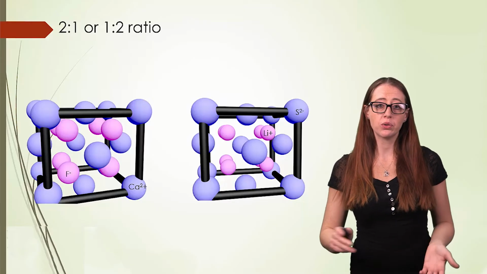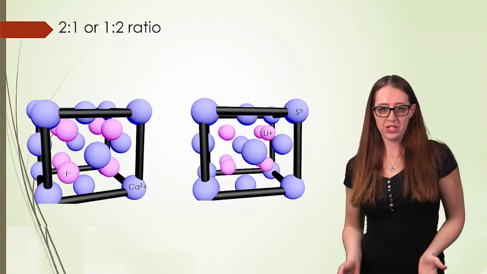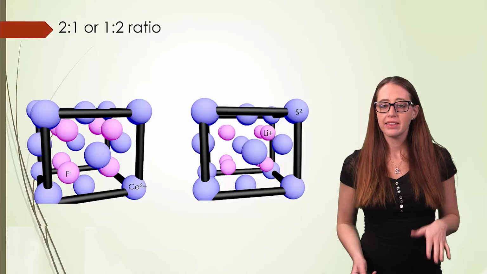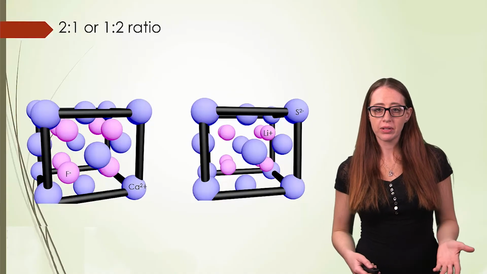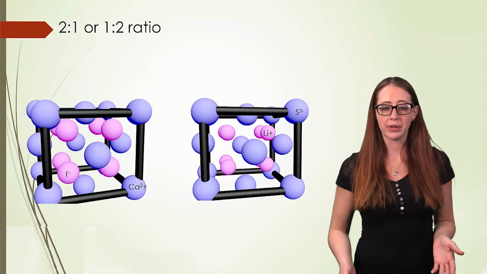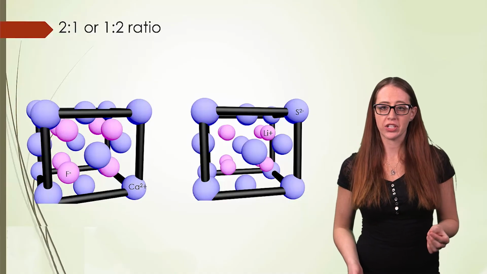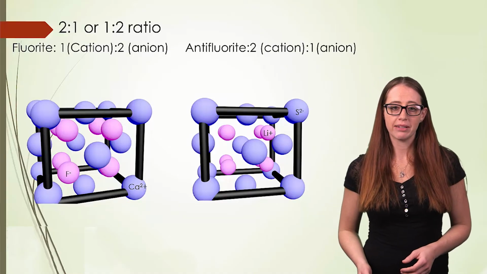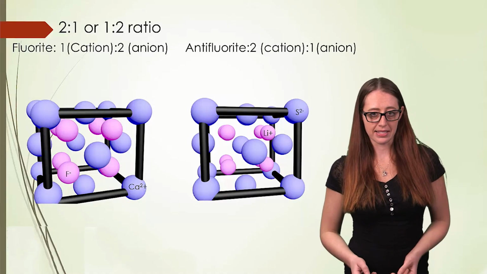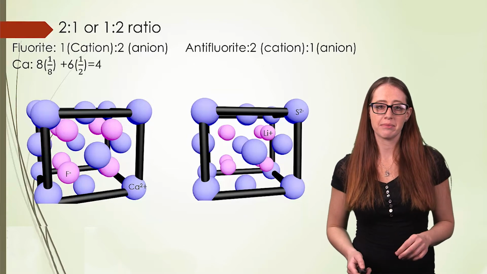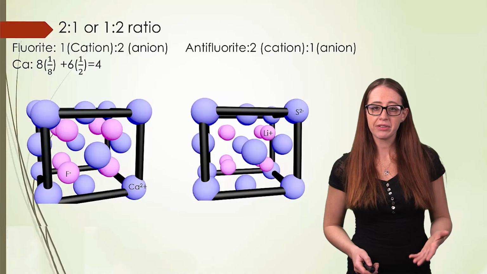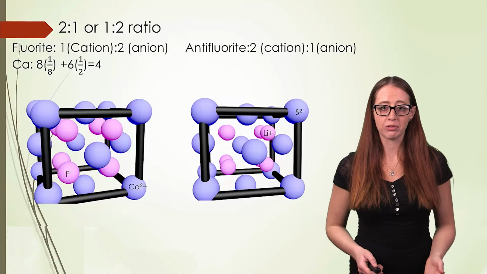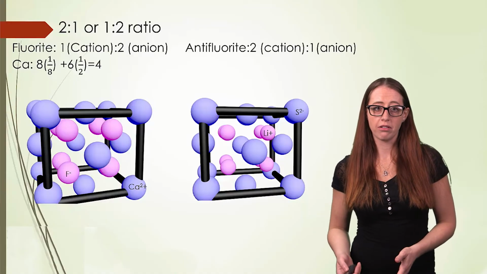Now what about if you have a 2-to-1 ratio or a 1-to-2 ratio? If it is a 2-to-1 ratio, it will often form a fluorite or antifluorite structure. These are basically the same, except that the fluorite structure has 1 cation to every 2 anions, whereas the antifluorite structure has 2 cations to every 1 anion. Let's look at the fluorite. Calcium fluoride crystallizes into this structure. It has 8 fluorine atoms that are completely within the cell. And then for the calcium ions, it has 8 corners with 1/8 each, and 6 on the faces accounting for 1/2. This gives us a total of 4.